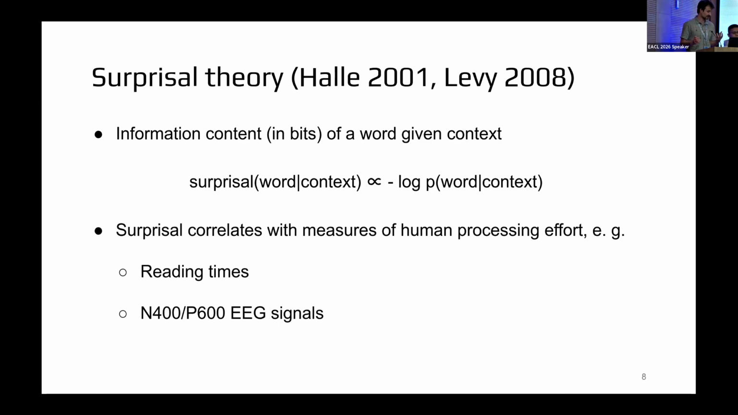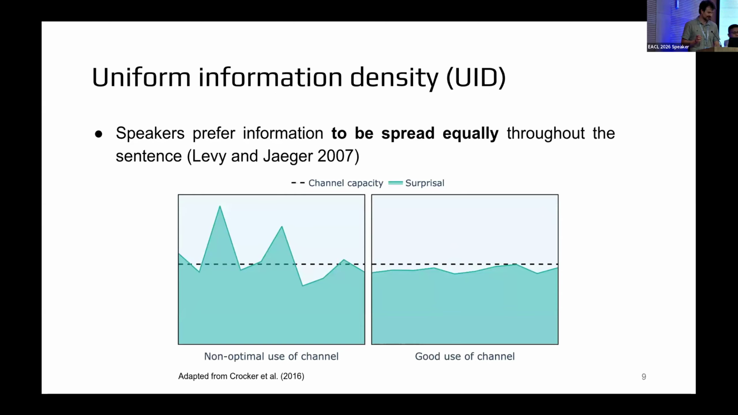Surprisal has been shown to correlate reasonably well with human measures of processing effort, for example, reading times and EEG signals. So this shows that surprisal has an influence on how language is shaped. And the question is now, how do information status and information content interact? We want to look at that through the lens of uniform information density. This is the tendency of speakers to distribute information, that is surprisal, equally throughout a sentence or a text.